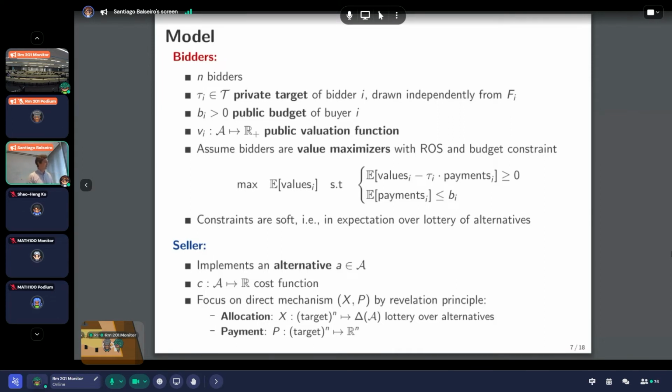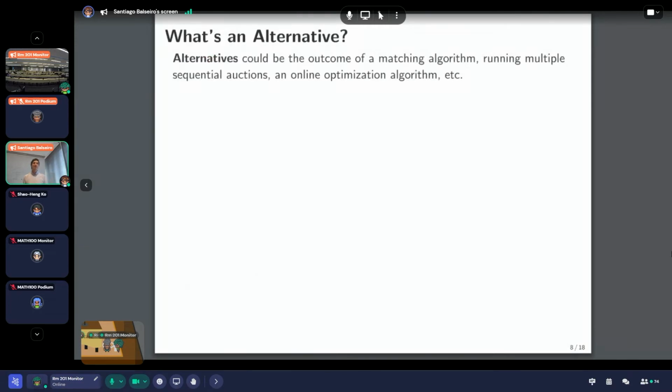So what's an alternative? So far I was very vague on alternative. You can think of an alternative as the outcome of a matching algorithm, or of running multiple sequential auctions, or the outcome of an online optimization algorithm. Again, our model is quite general. Let me give you a concrete example.